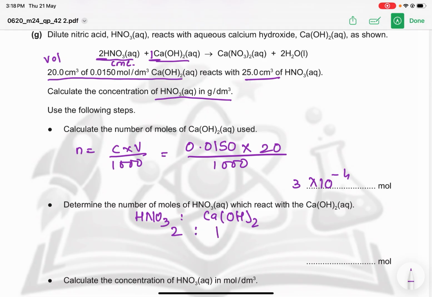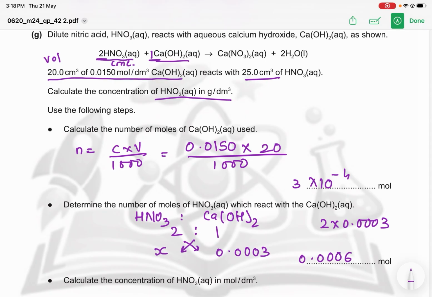We have to find moles of HNO3, so we'll write x, and we already have found out moles of calcium hydroxide, which is 0.0003. We will cross multiply. So it is 2 into 0.0003, which is going to give us 0.0006.